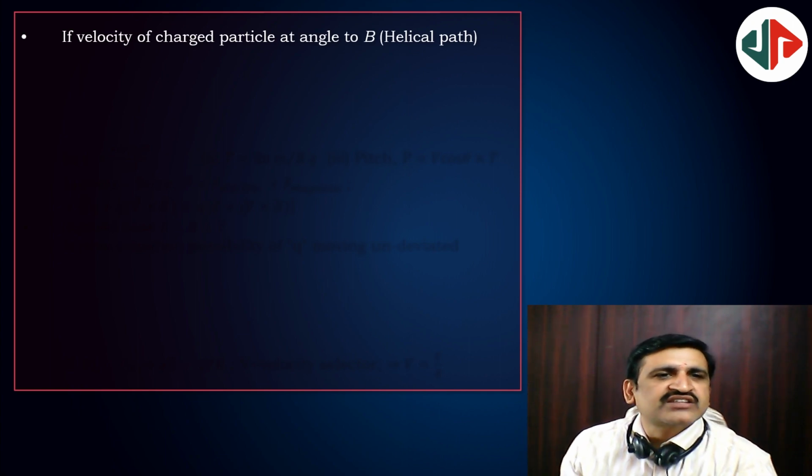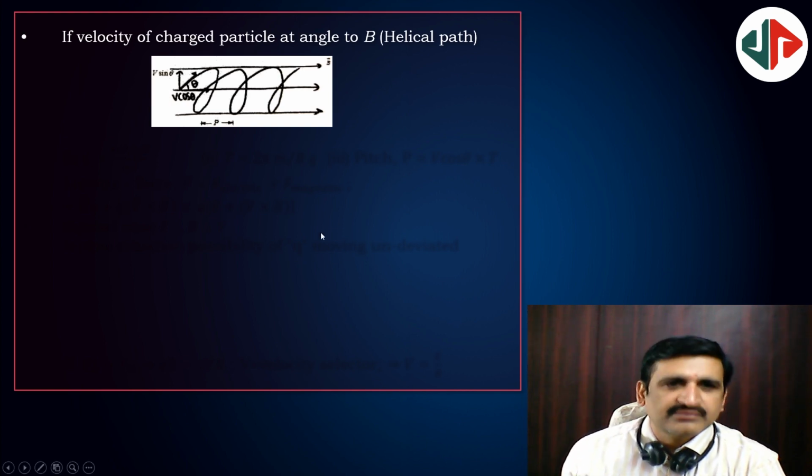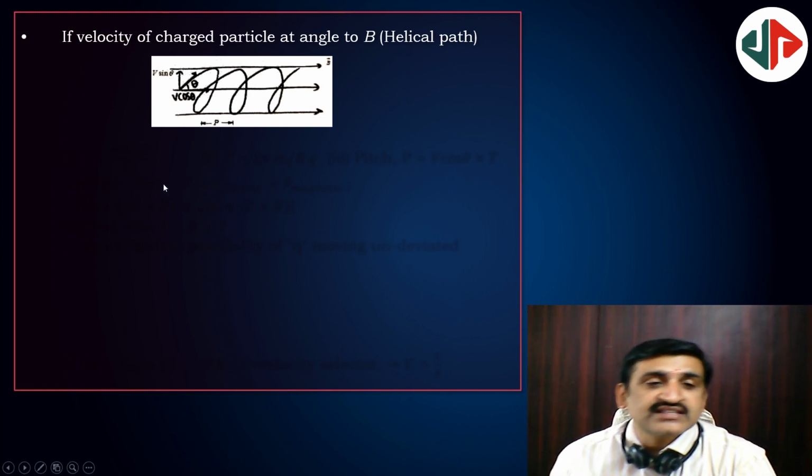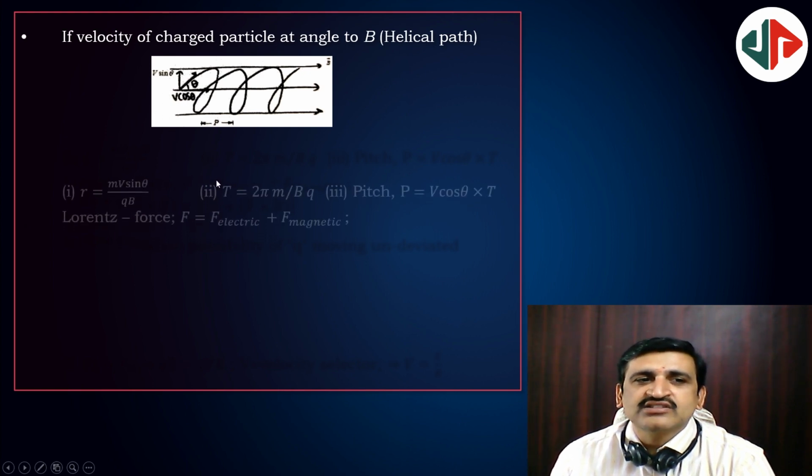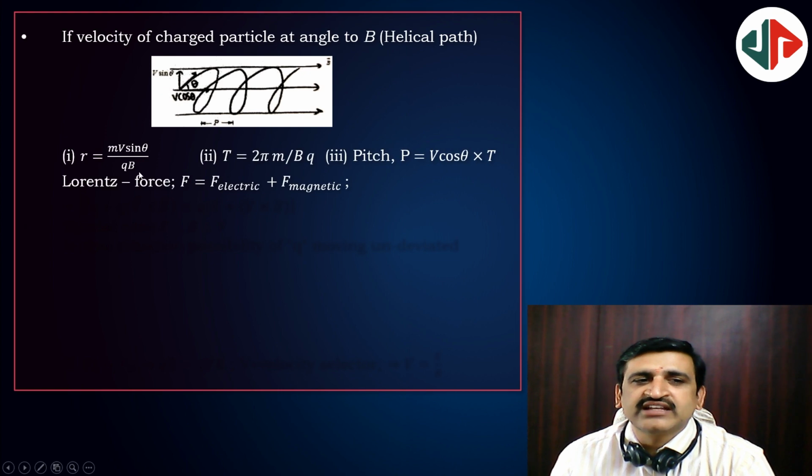If the velocity of the charged particle is at an angle theta, that means the charged particle is projected into the magnetic field at an angle theta, not at 90 degrees, then it follows a helical path. It moves forward with v cos theta and makes circles with v sin theta. So the radius of curvature will be mv sin theta by bq, and the time period is independent, t equal to 2 pi m by bq only. Pitch is the distance moved in one revolution, that is equal to v cos theta into t.